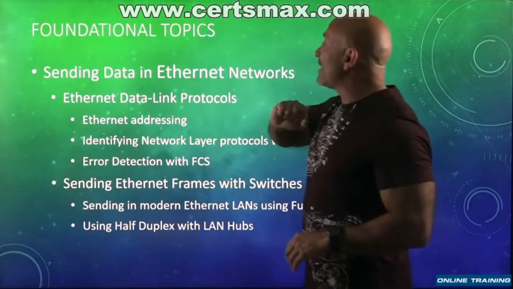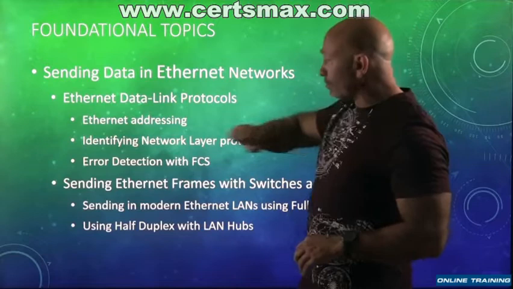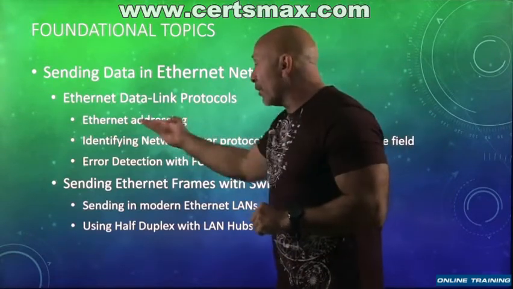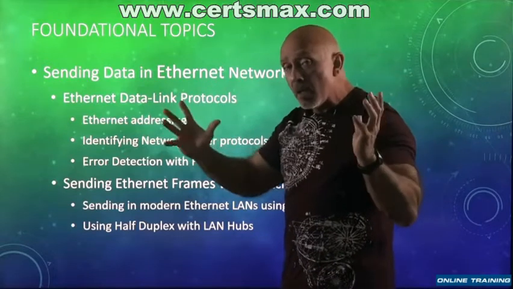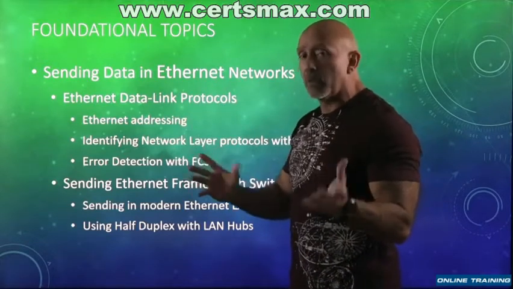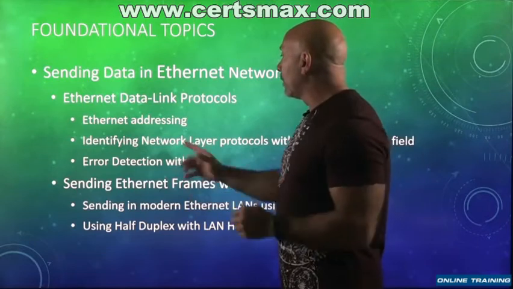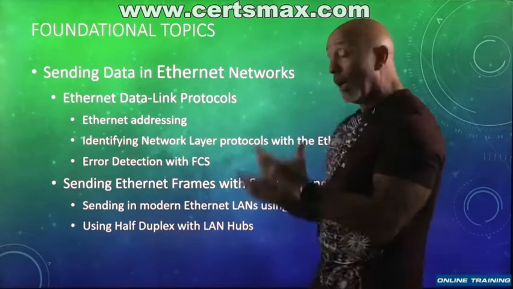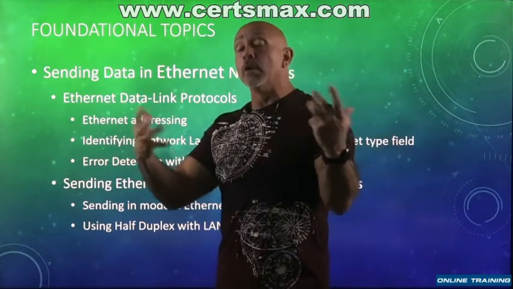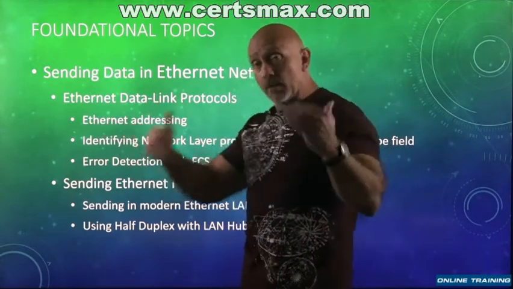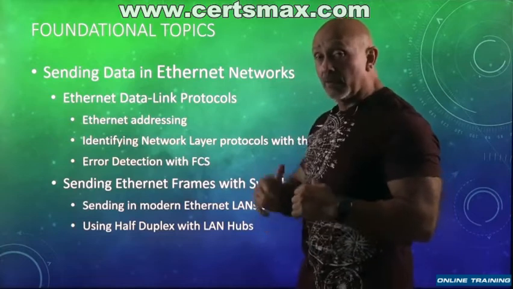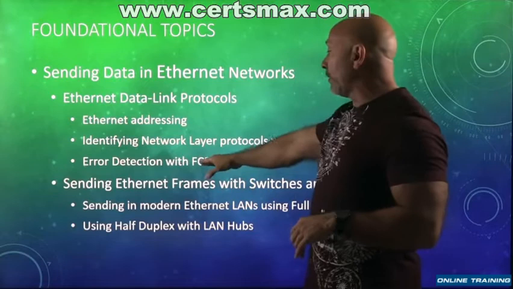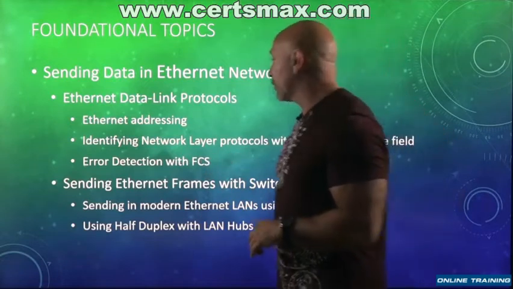Then we're going to go into sending data in Ethernet networks. Again, the data link layer, they're trying to hit on that really well. Ethernet addressing, we're going to look at the frame, the actual Layer 2 of the OSI. We're going to look at the type of addressing, identifying network layer protocols within an EtherType field. So we'll take that packet and look at the actual header and see how that information tells us what we're using. And then error detection within the frame check sequence. We need to understand that.